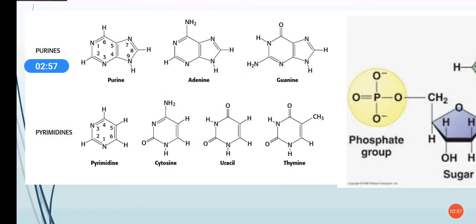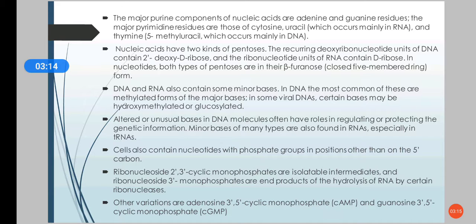These are the different types of purine and pyrimidine bases found in nucleic acids. Among the purines, we have adenine and guanine, and among the pyrimidine bases we have cytosine, uracil, and thymine. Uracil is found in RNA, and thymine is found in DNA. So we have discussed the nitrogenous base of the nucleotide. Now we will discuss the pentose sugar.